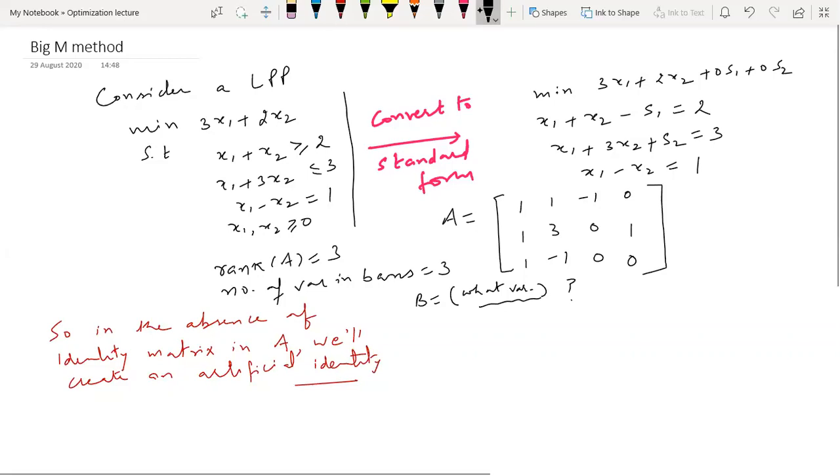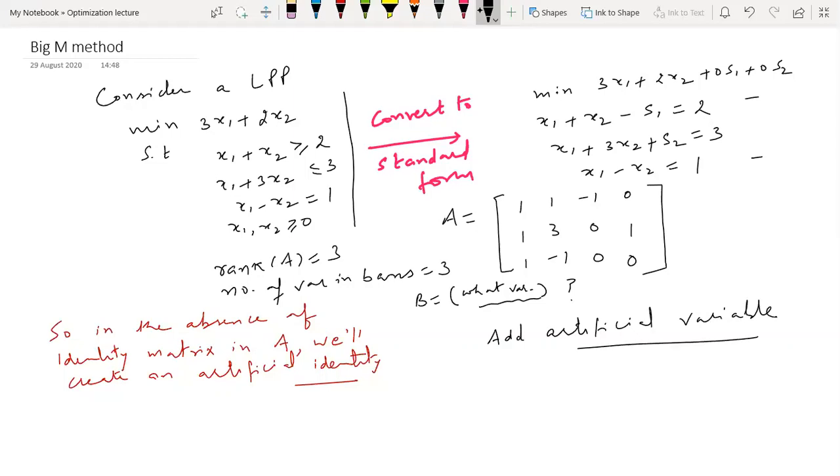So what we do, we reconsider our system. Because the identity is not there, but only one column of the identity matrix is there, that is 0 1 0. So in order to create an identity matrix, I need to have 1 0 0 and 0 1 0. So that means in the first constraint and in the third constraint I need to make some additions. So I rewrite my system in this form. I will add some artificial variables here.